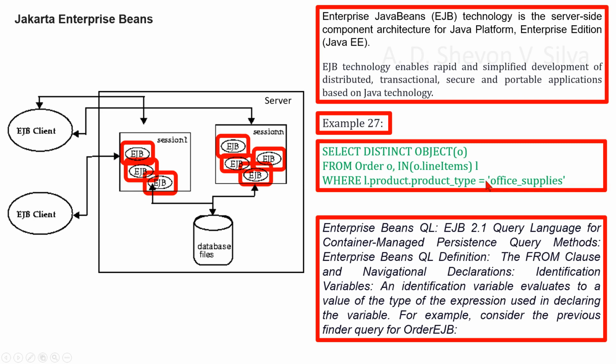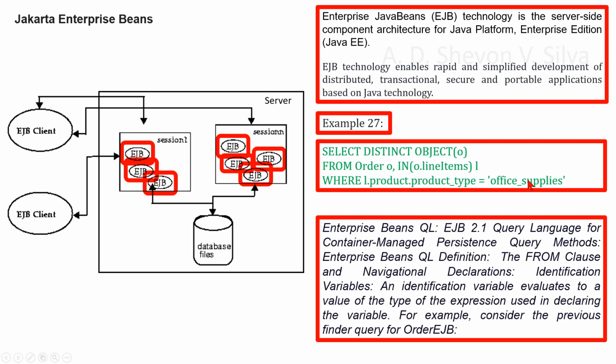In the from clause declaration IN(order.lineItems) L, the identification variable L evaluates to any line item value directly reachable from the order. The CMR field lineItems is a collection of instances of the abstract schema type LineItem, and the identification variable L refers to an element of this collection. The type of L is the abstract schema type of LineItem.